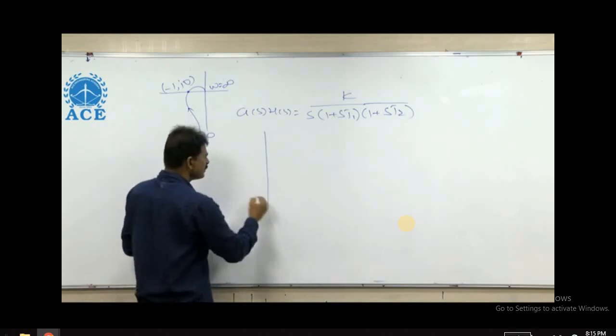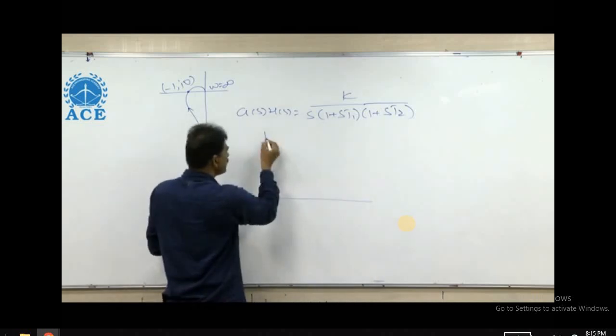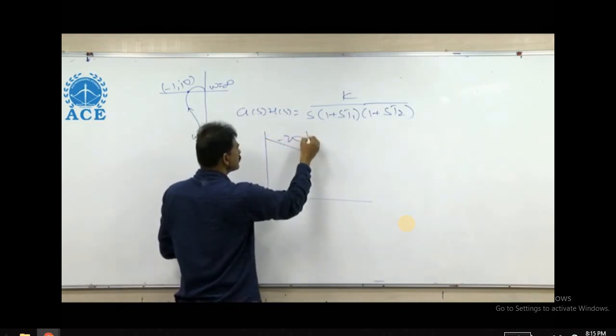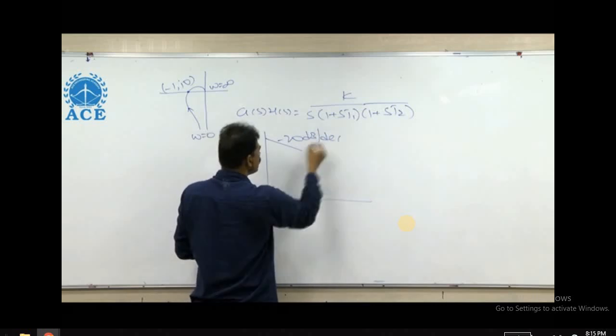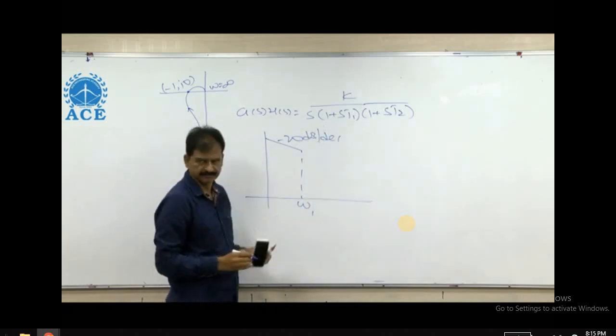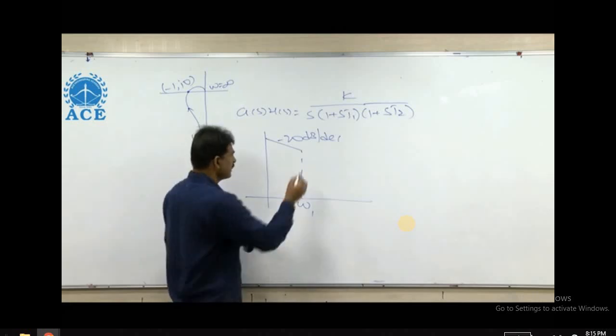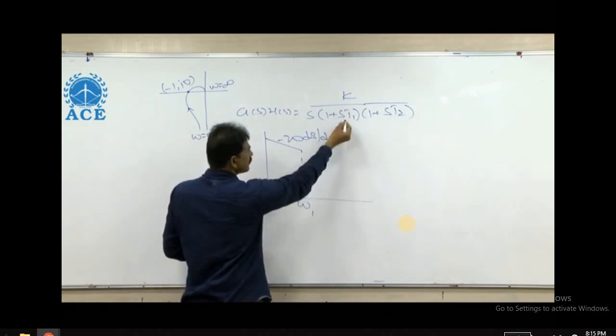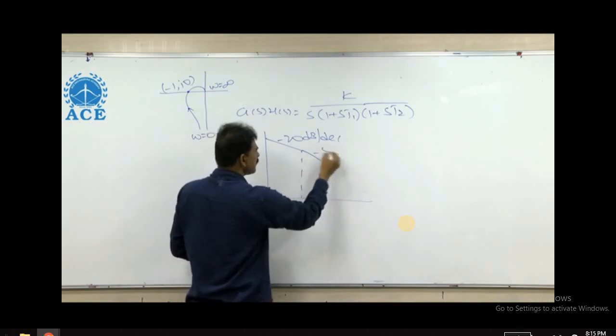Bode plot for this is, it is type 1, minus 20 dB per decade is the initial slope up to corner frequency omega 1. Omega 1 is 1 by T1. And at that, one more pole comes, then it becomes minus 40 dB per decade.